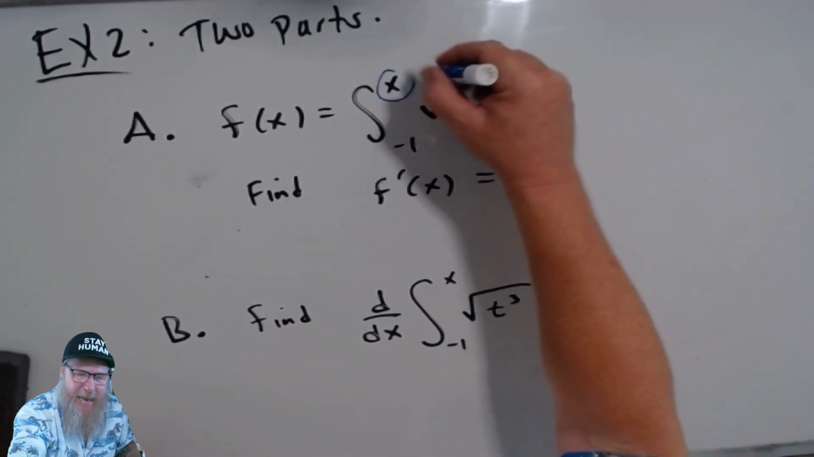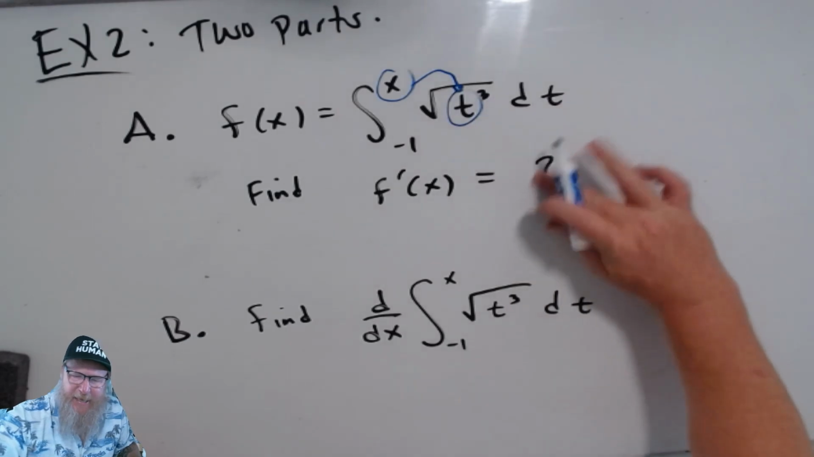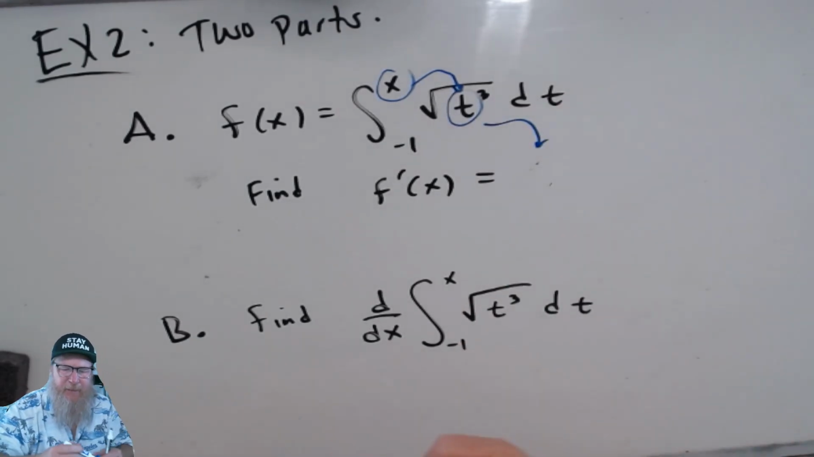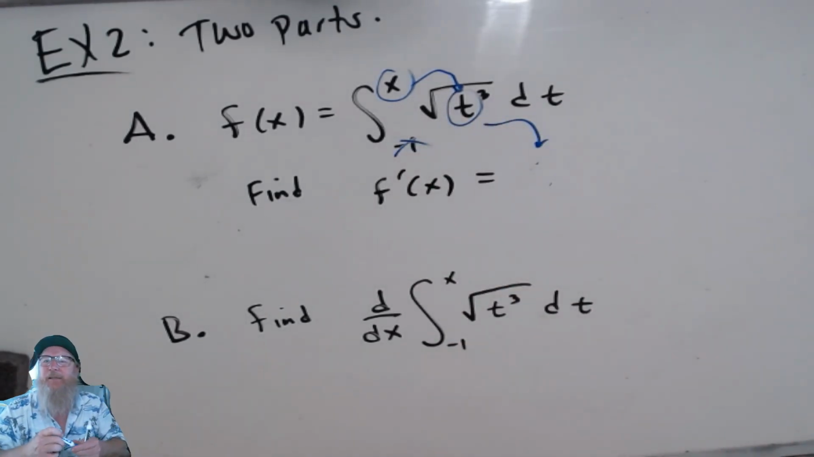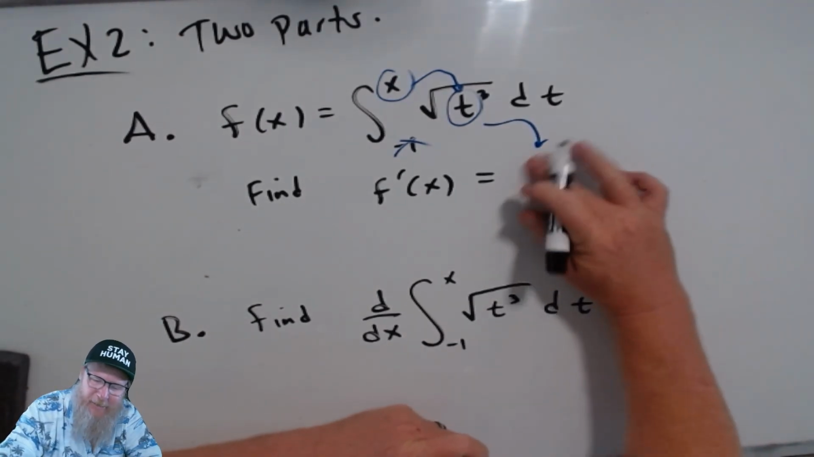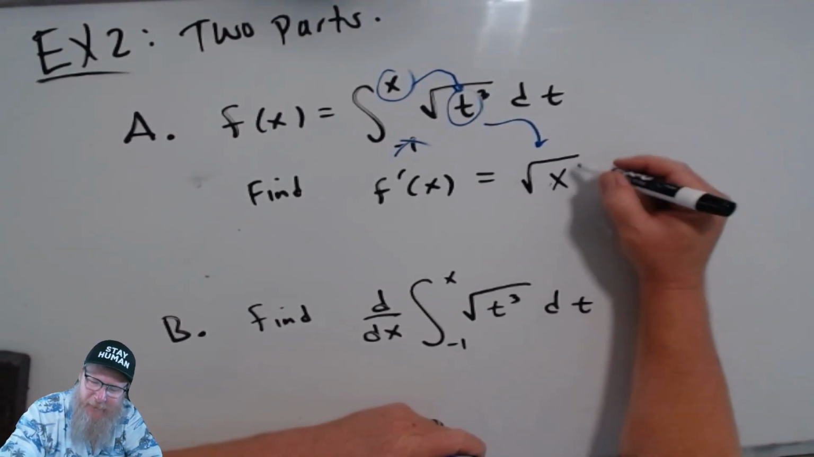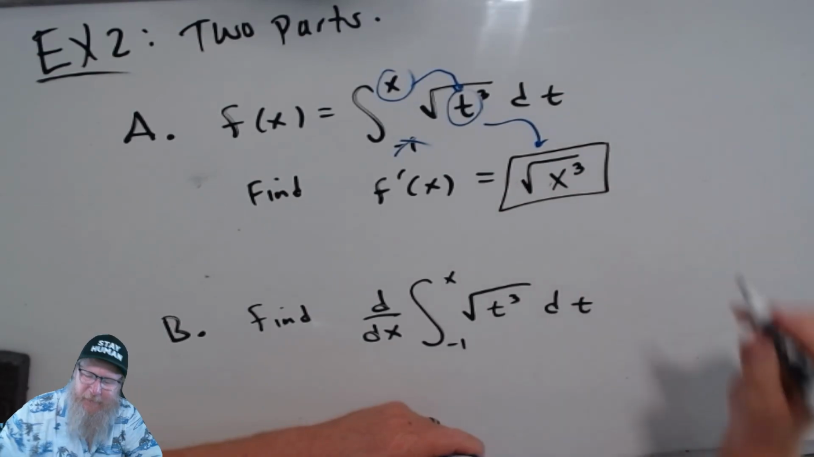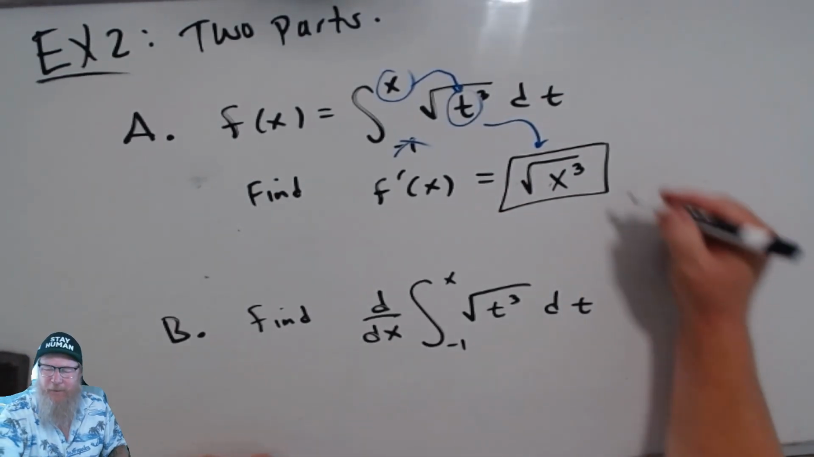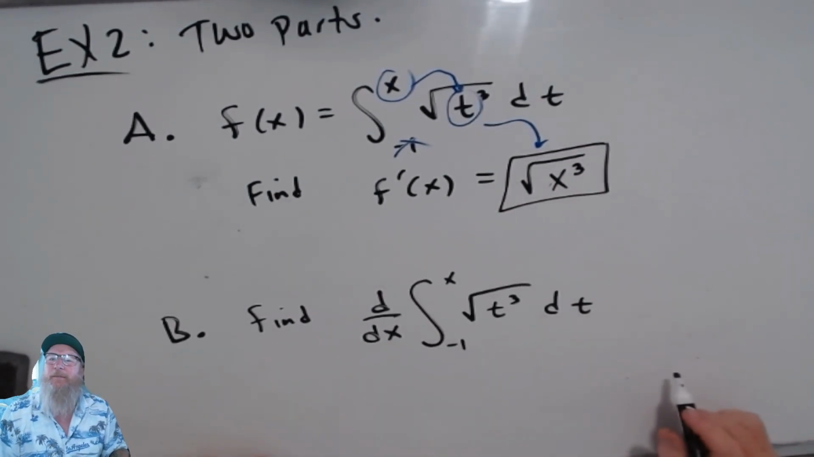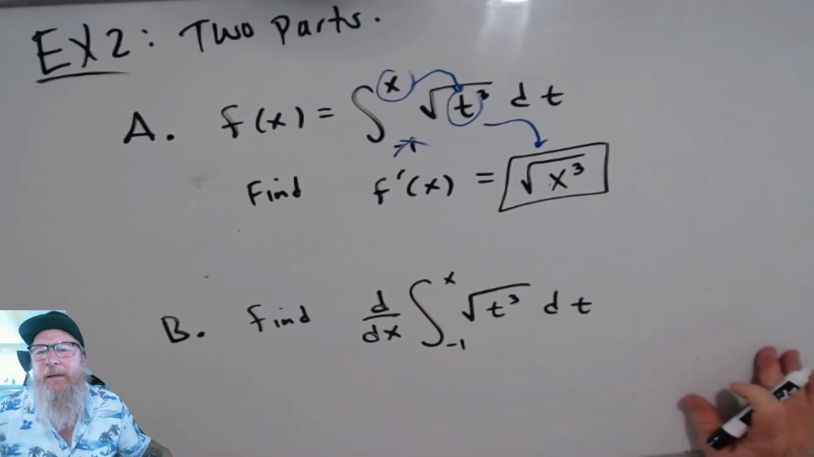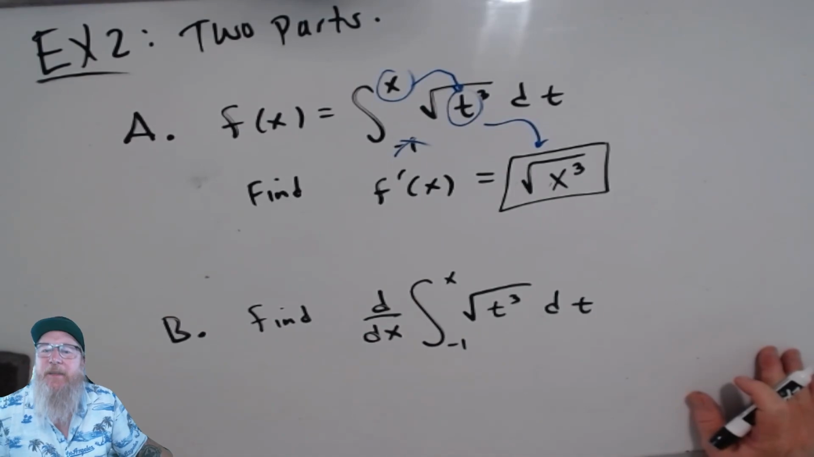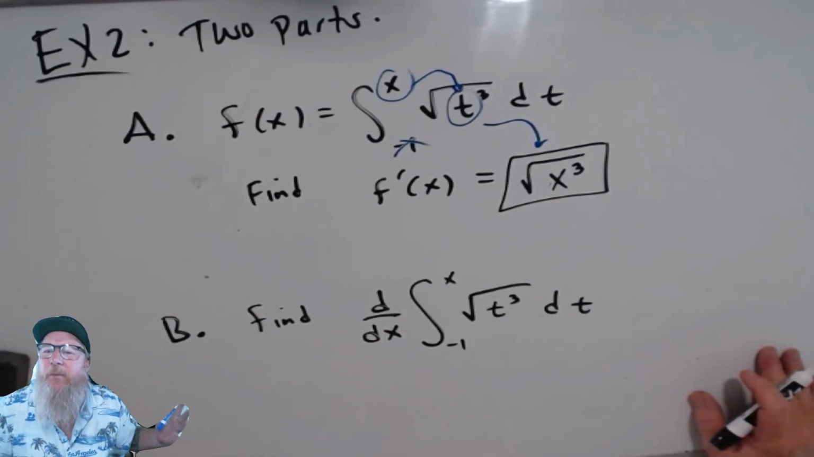So you take the x, you replace it with the t, you ignore the constant, and your answer is just this simple: the square root of x to the 3rd power. And that's it. I mean, it almost seems too easy. It's a theorem, so you don't actually have to do the work. The theorem does all the work for you.